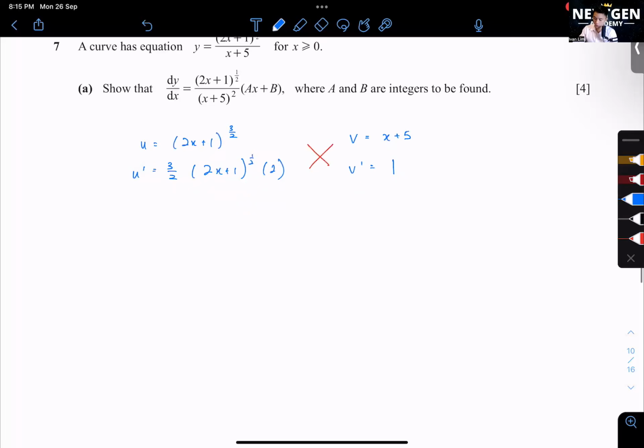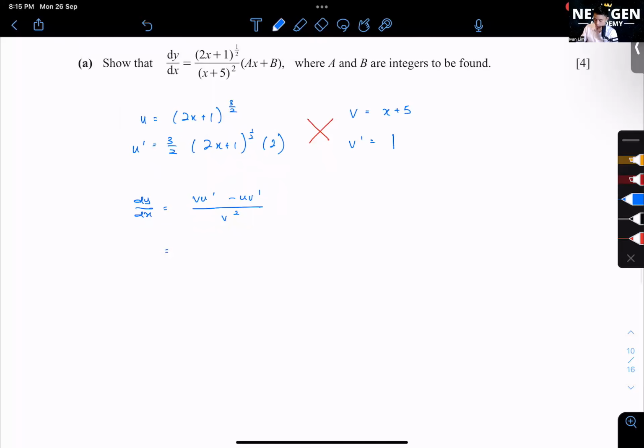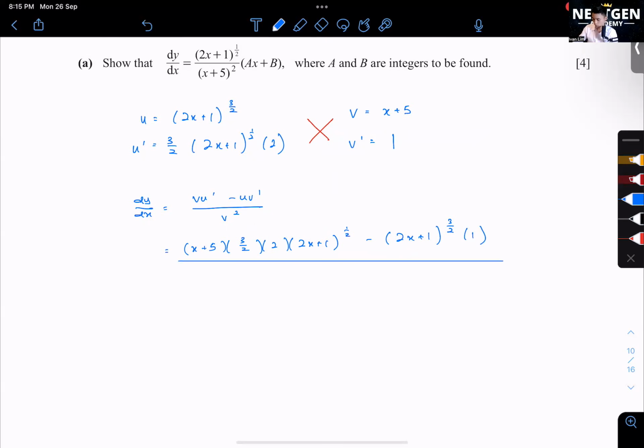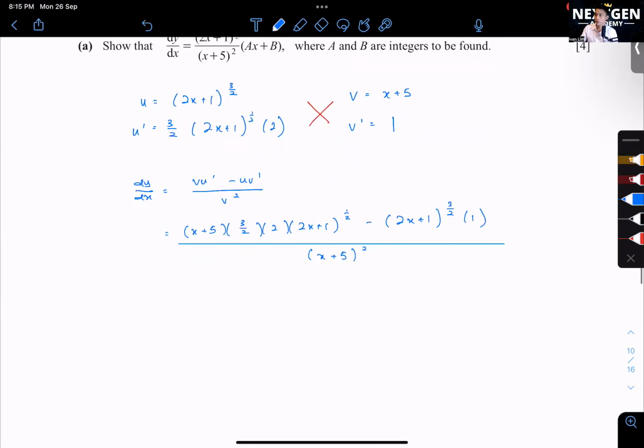Just be careful when y'all do this. You write until here your dy over dx, then you multiply v u prime minus u v prime over v squared. You just sub in the values, you get 3 marks already actually. So (x plus 5) and 3 over 2 times 2, (2x plus 1) to the power of 1 over 2, minus (2x plus 1) to the power of 3 over 2 times 1, over (x plus 5) squared.